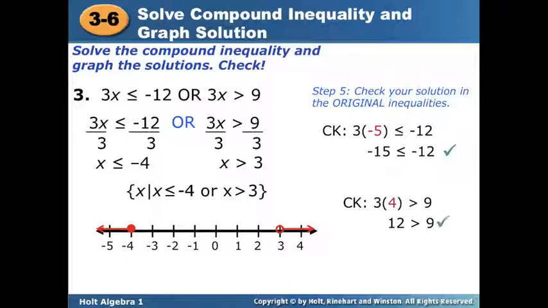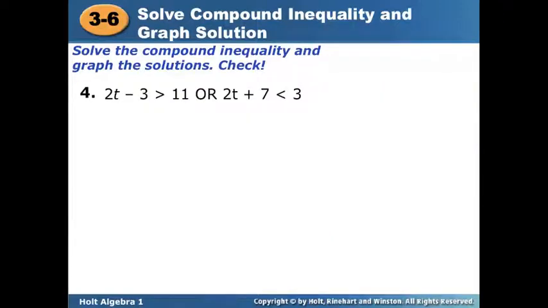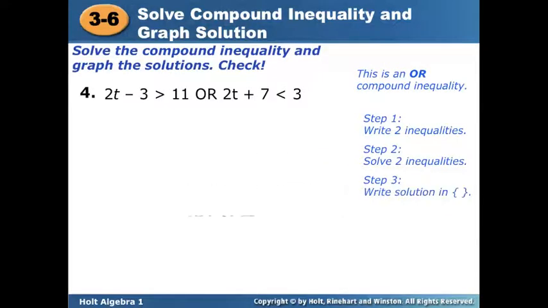Example number 4. We have 2t minus 3 is greater than 11, or 2t plus 7 is less than 3. This is an OR compound inequality. You will always see the word OR when working with OR compound inequalities. Pause the video at this time to try this example on your own.